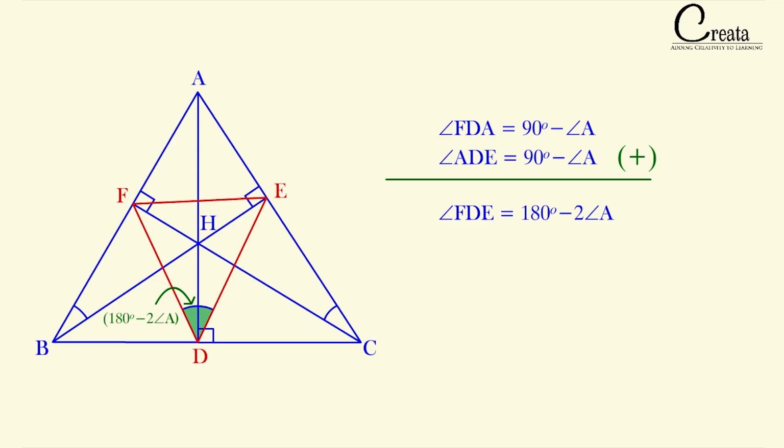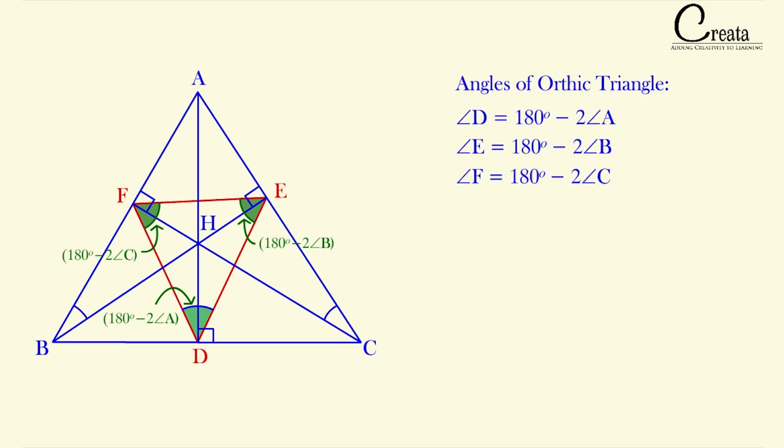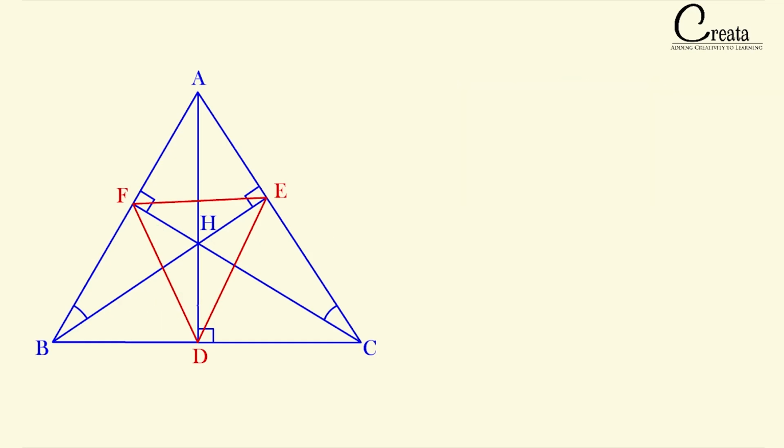Similarly, we can say angle E is equal to 180 degree minus twice of angle B, and angle F, that is angle DFE, is equal to 180 degree minus twice of angle C. These are the three angles of the orthic triangle: angle D, angle E and angle F. So we got the three angles of the orthic triangle. Now we will see the three sides of the orthic triangle.